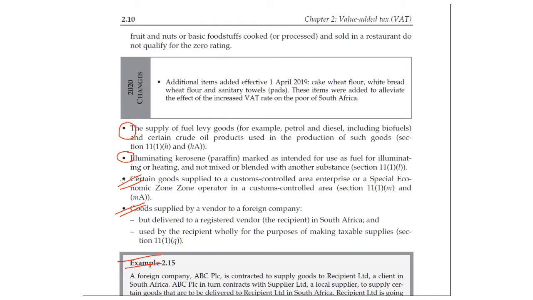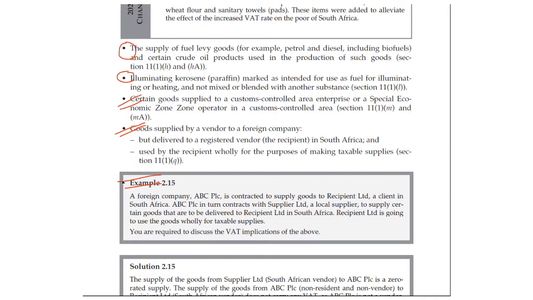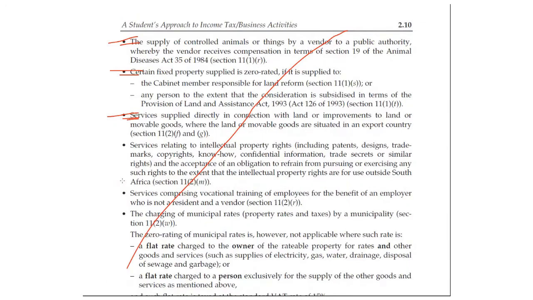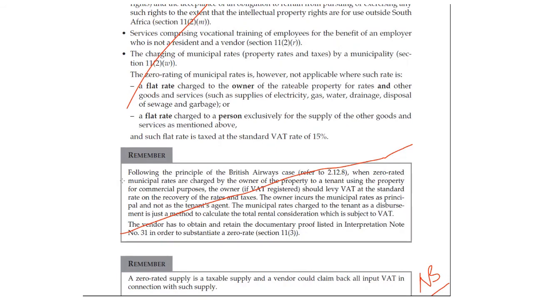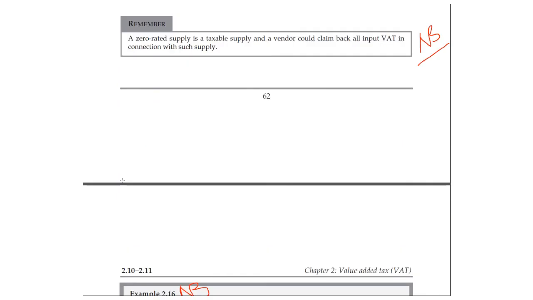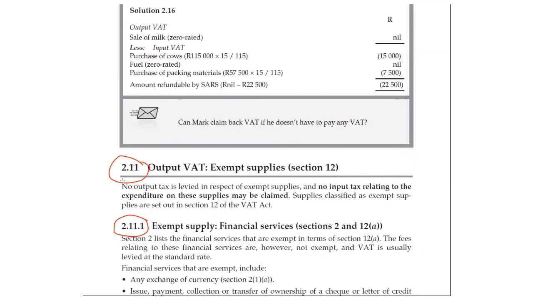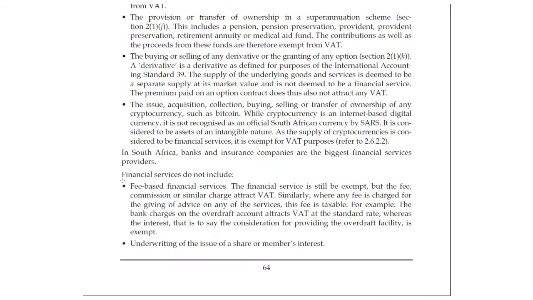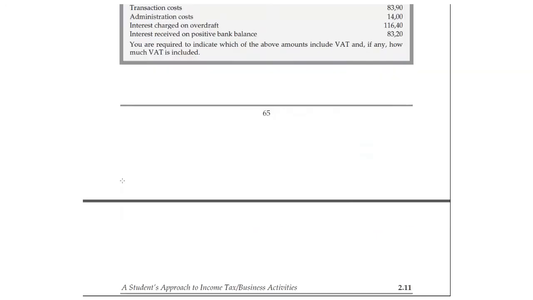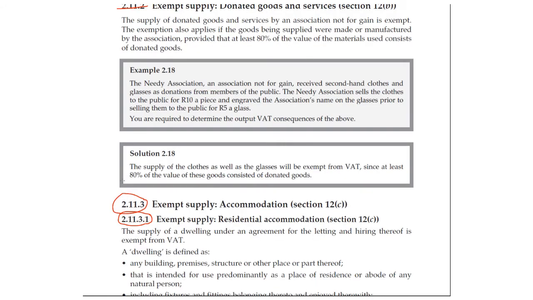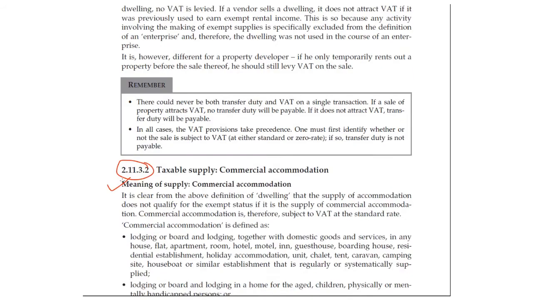If you have a look at the next page, you'll see supply of fuel levy goods and illuminating kerosene. The rest of that page you can leave, as well as the rest of the page up until the remember block on page 62, which is a very important remember block, as well as example 2.16. Then we move over to exempt supplies, 2.11. We're going to be looking at financial services, as well as accommodation, specifically residential accommodation. We're not going to do donated goods and services, but residential accommodation we do all of that.